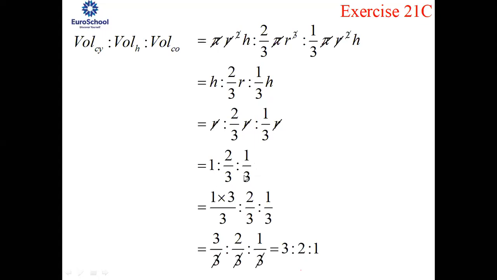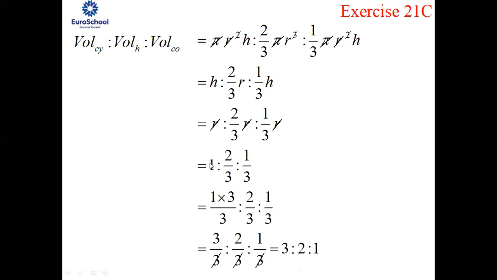Unless they have asked you to prove that it is 3:2:1, you can just leave the calculation with this step, that is 1 : 2/3 : 1/3. But here, as they have specifically asked you to prove the next part of it, we need to go for further simplification. So now how do we go for that? You need to end up with whole numbers, right? But here you have got fractions. So how do we remove the fractions out of this?